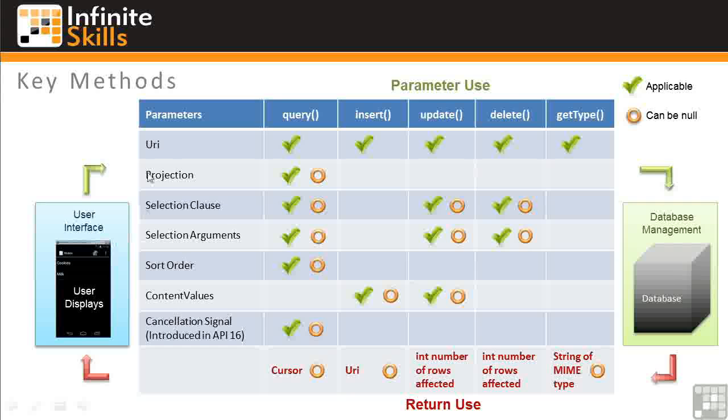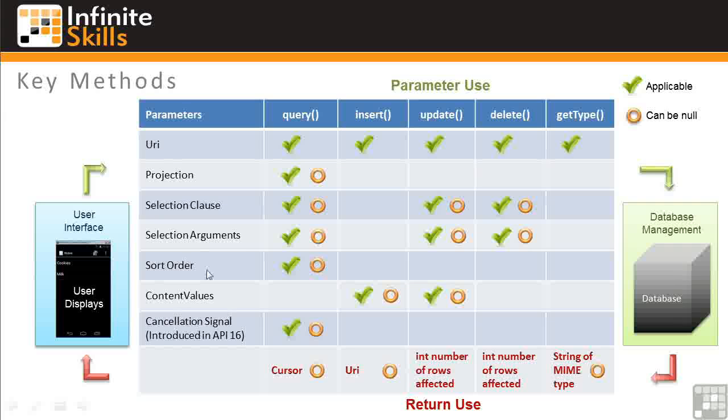So there are 7 parameters used in various combinations by the 5 methods. Now, this table shows which parameters are applicable to which methods and where they can be null. The URI specifies the data subset to be addressed, and we've already looked at the URI in some detail. Projection specifies which columns to include for each row returned from a query. The selection clause and arguments specify criteria for selecting rows for queries, updates, and deletes.